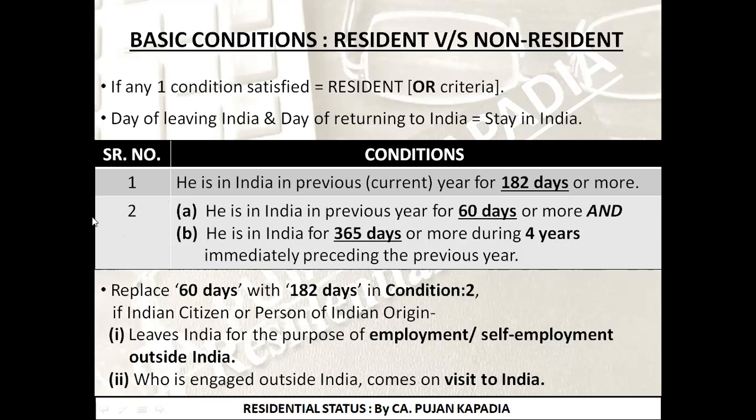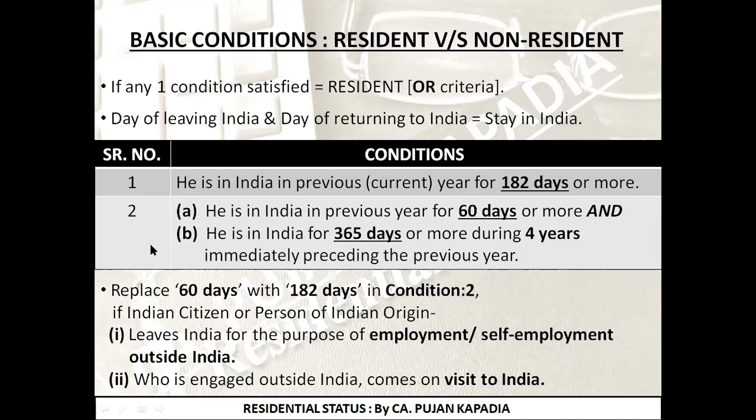In short, what you are supposed to remember over here: condition number 1, stay of 182 days or more in my current year. Condition number 2, further bifurcated into two parts. A says that he should be in India for at least 60 days in the current year, and in the past 4 years, he should be in India for 365 days or more. I hope I'm clear with the basic condition.